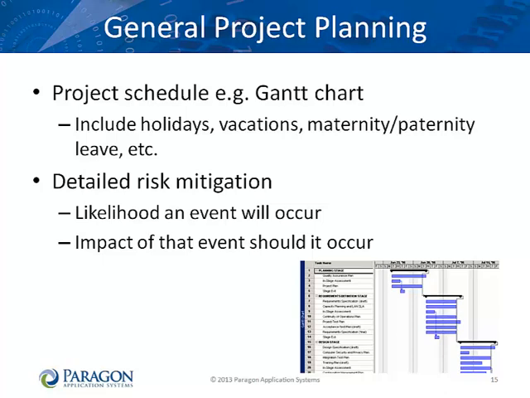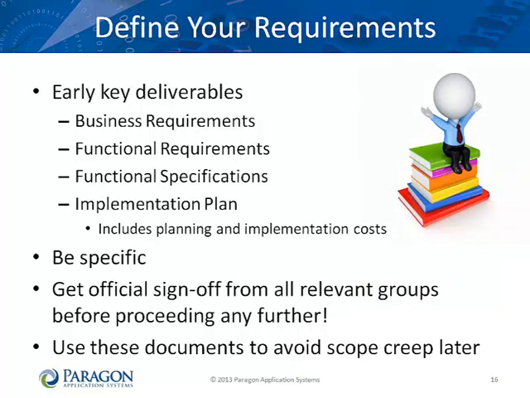Now you should have enough information to go back to your risk mitigation and expand on what you have already started there. Add as much detail as you can. This is an area you will continually revisit during your project as new challenges come to light. Some early key deliverables in your project will probably include business requirements, functional requirements, and functional specifications.